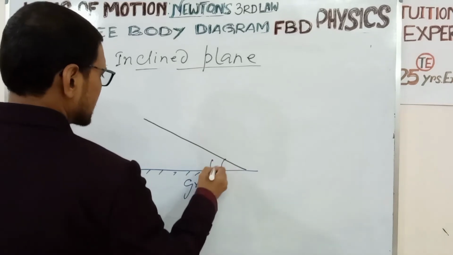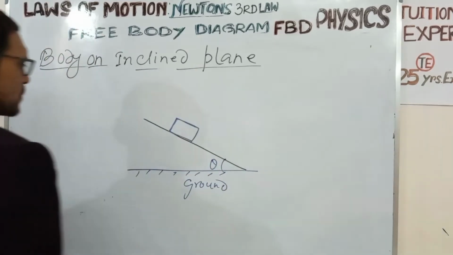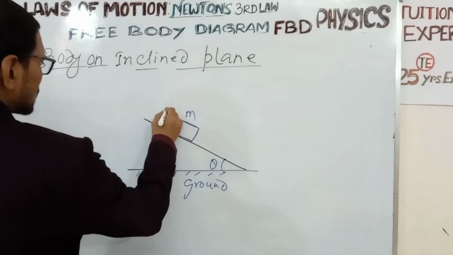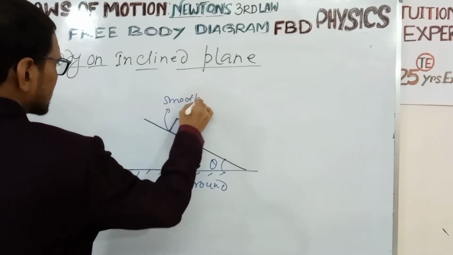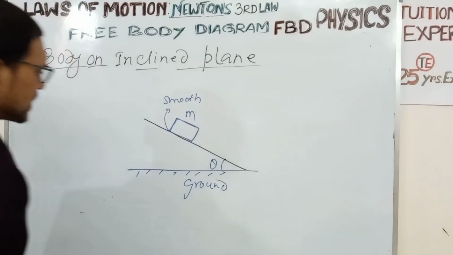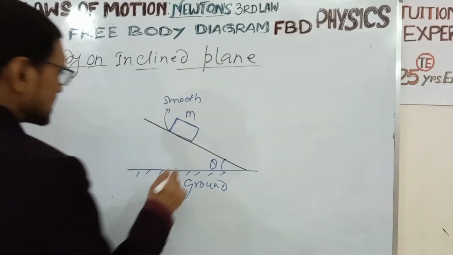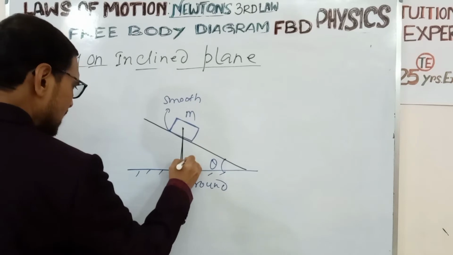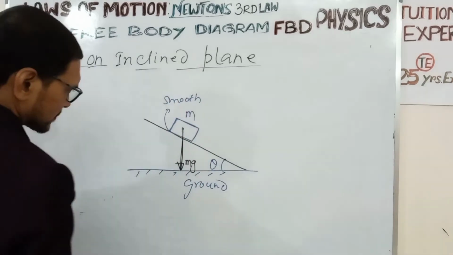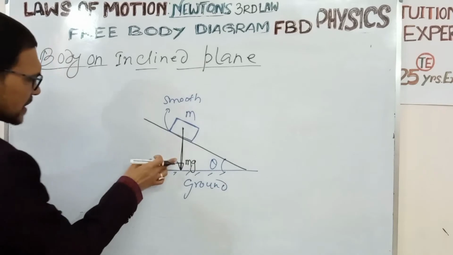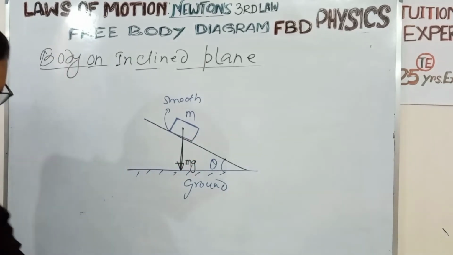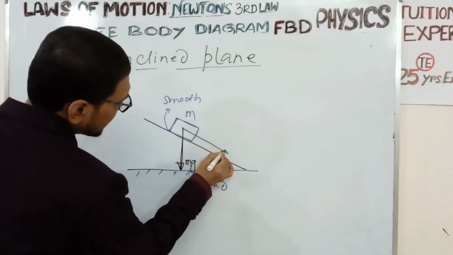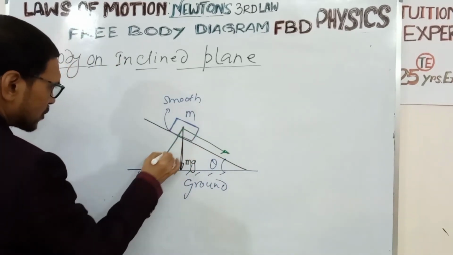This angle is theta. Suppose a block is present here. Now the mass of the block is m. What is the force acting on the block? If this is smooth, what is the acceleration of the block along the inclined plane? Now here the weight of the body acts vertically downward, mg. Now here we have to resolve the weight along this direction, along the inclined plane, and normal to the plane.